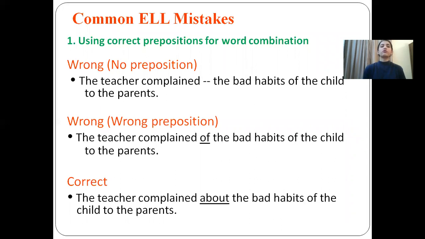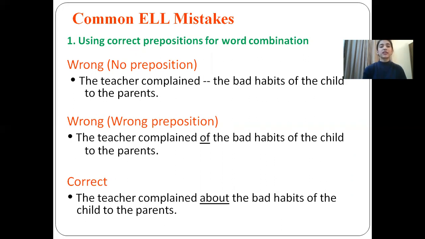All right, now we move forward to the second section of my video, which I mentioned in the very beginning. Common English language learner mistakes. So number one mistake that most of the ELLs make is using incorrect prepositions for word combinations. The wrong version, I have given you one example. The teacher complained the bad habits of the child to the parents. Now this is wrong because after complain, there is no preposition.